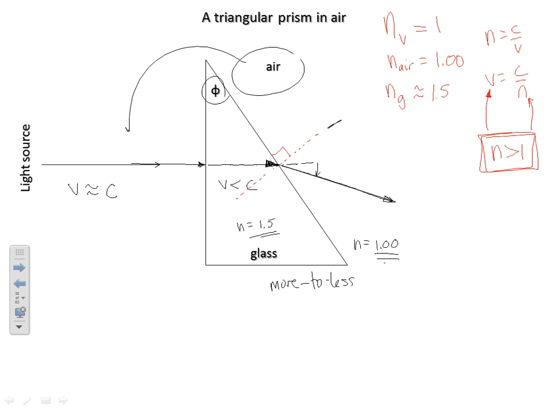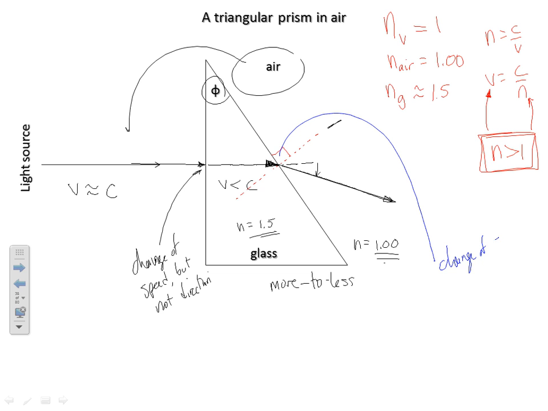So again, all that happens here is a change of speed, but not direction. Here, a change of speed and direction. This is back to v is just about c. It speeds up.